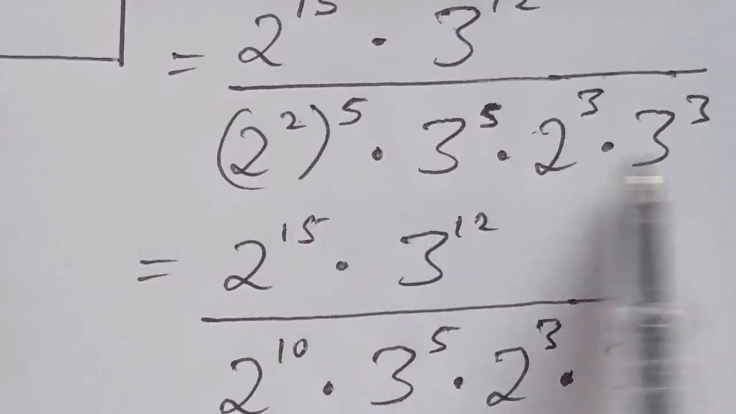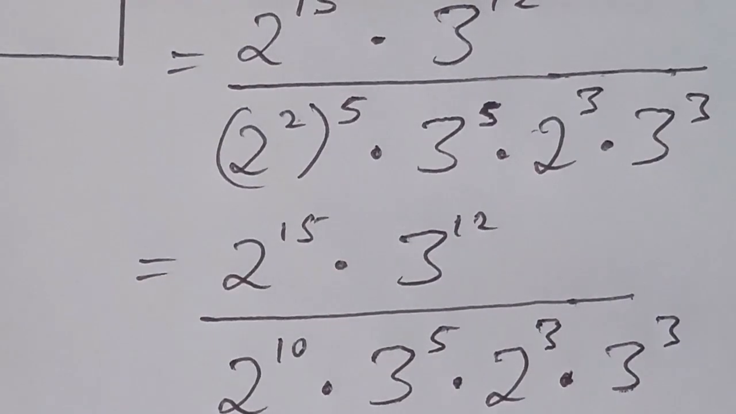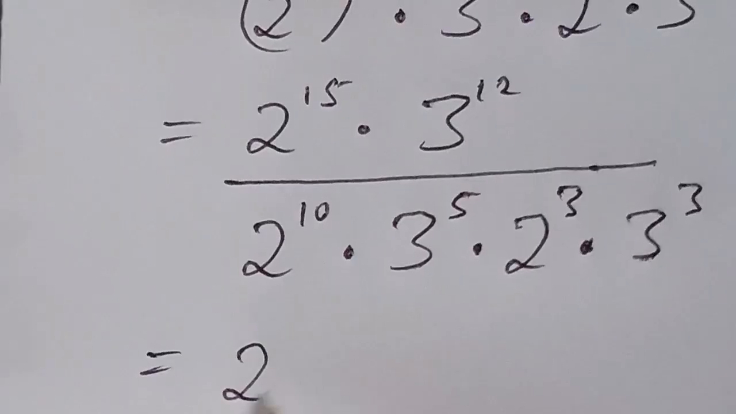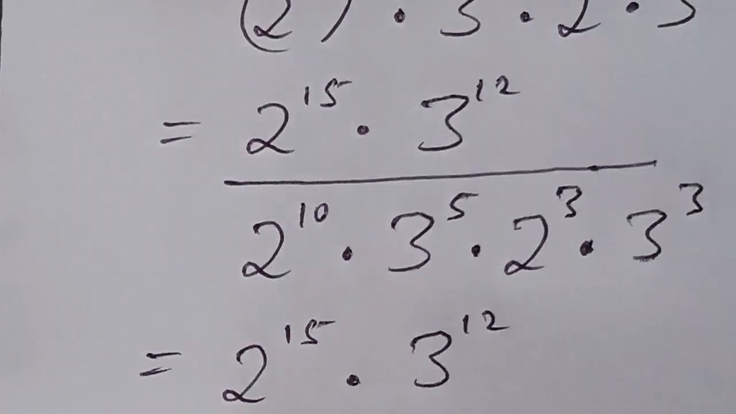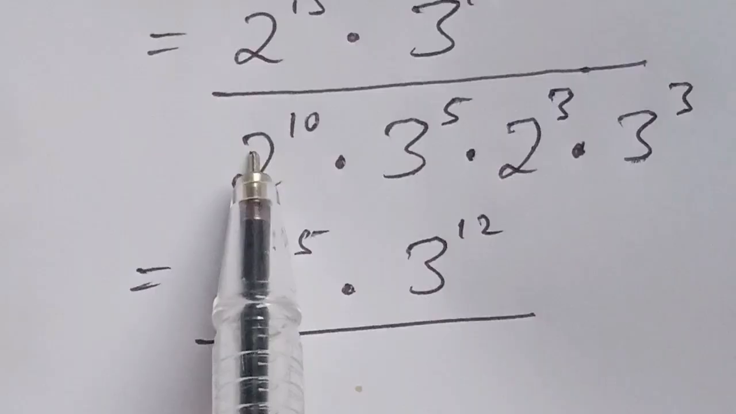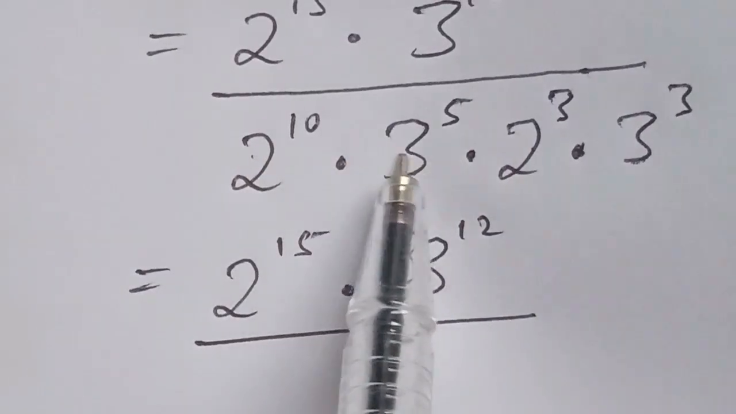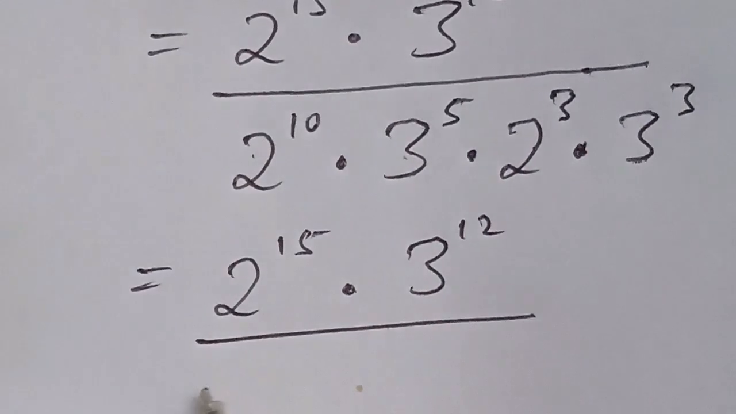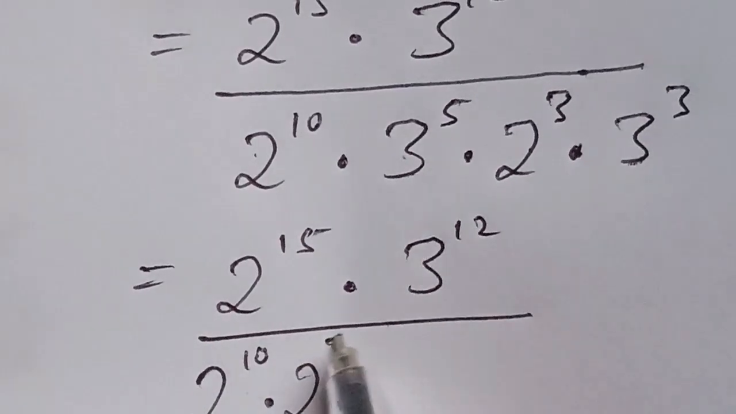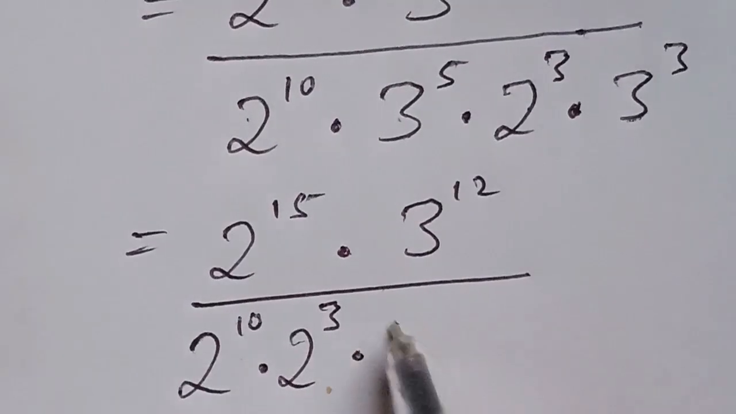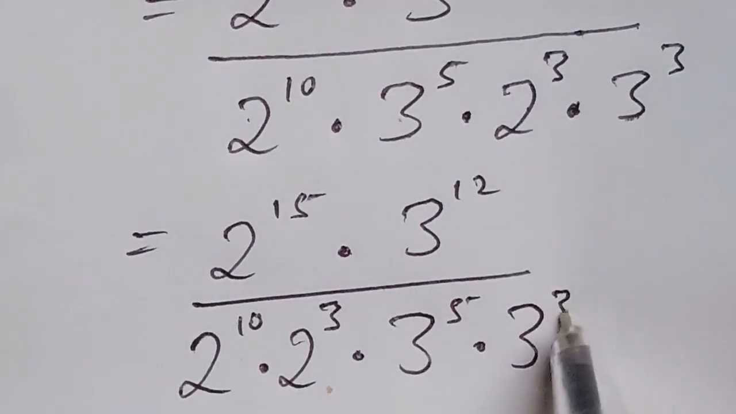So we collect the like terms here. We have this to be written as equal to 2 to the power of 15 multiplied by 3 to the power of 12 all over. So this and this will be collected together, and this will be collected together. So we have 2 to the power of 10 multiplied by 2 to the power of 3, then multiply by 3 to the power of 5 multiplied by 3 to the power of 3.